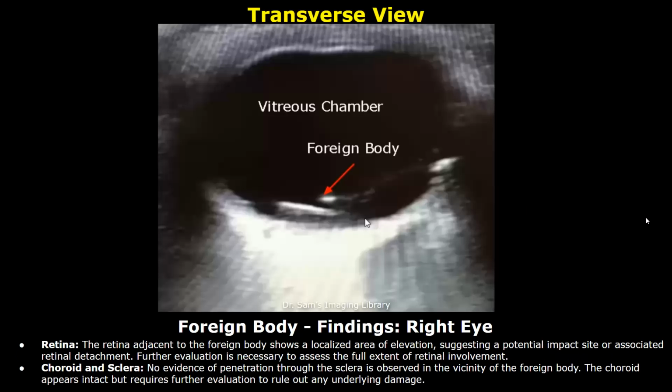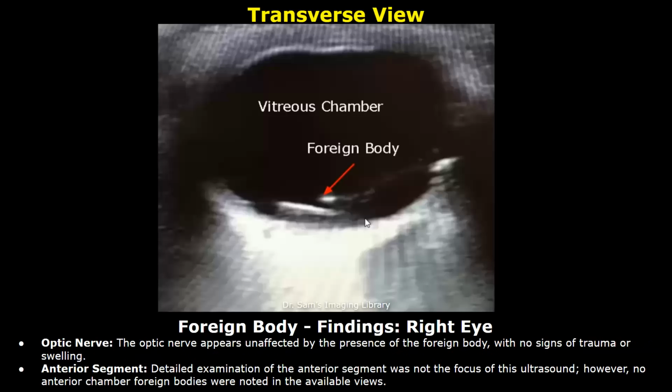The retina adjacent to the foreign body shows a localized area of elevation suggesting a potential impact site or associated retinal detachment. Further evaluation is necessary to assess the full extent of retinal involvement. Choroid and sclera: no evidence of penetration through the sclera is observed in the vicinity of the foreign body. The choroid appears intact but requires further evaluation to rule out any underlying damage.